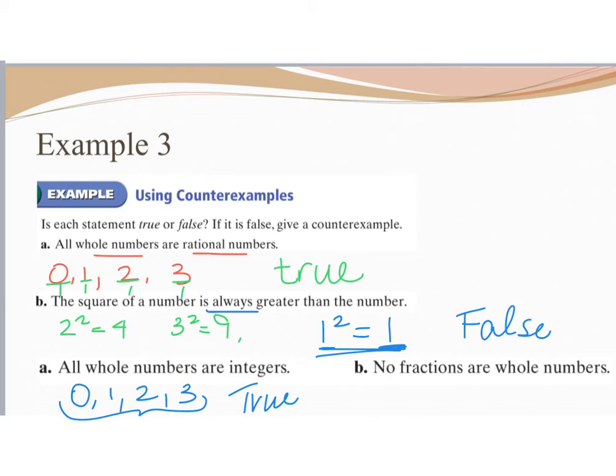And for the second part B, it says no fractions are whole numbers. So I would agree that stuff like 1/2, 3/4, 5/8, and so on, these are definitely not whole numbers. However, if I look at something like 4/2, 10/5, okay, 4/2 will turn into 2, 10/5 will also turn into 2, so this and this are both considered a whole number. So for part B here, this is going to be false.